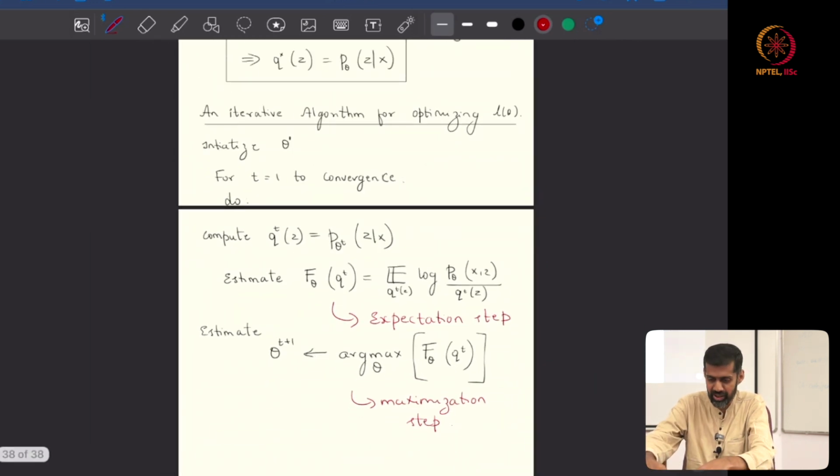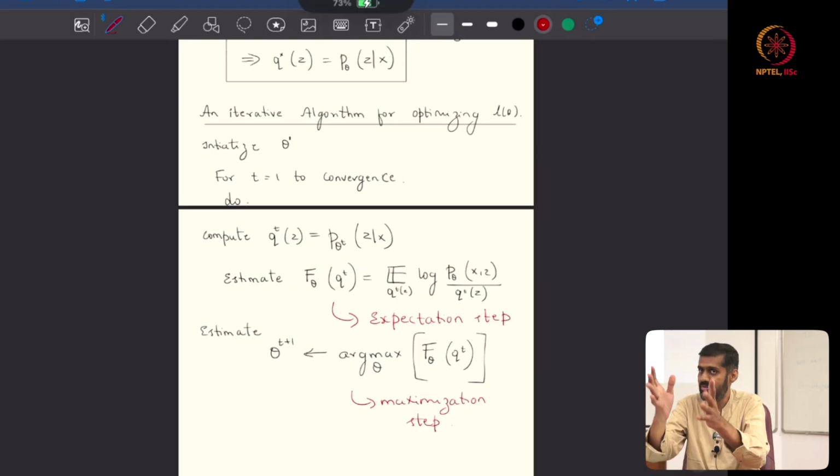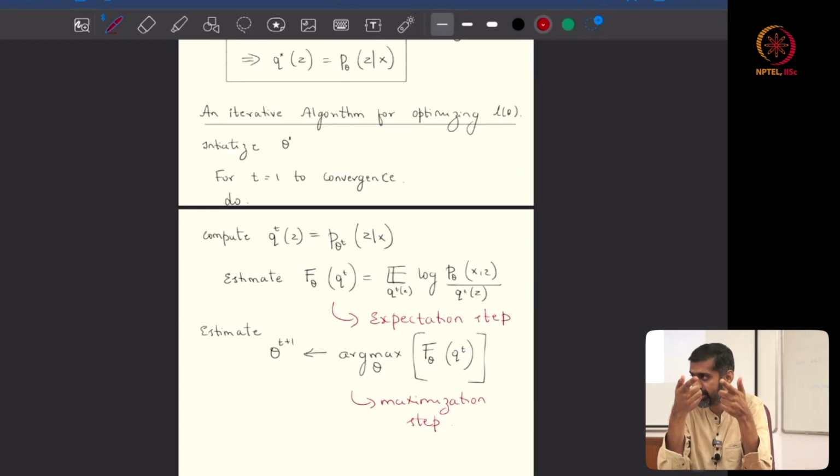Okay, so please look at the algorithm and try to understand what it is. Two things have to be done now. I will have to show you why this algorithm is correct. So what we are doing is constructing a lower bound, making it tight and maximizing it with respect to theta and doing it iteratively. Why should this algorithm work? I will show this in the next class. The other thing that is to be done is I will have to apply this algorithm to GMM.